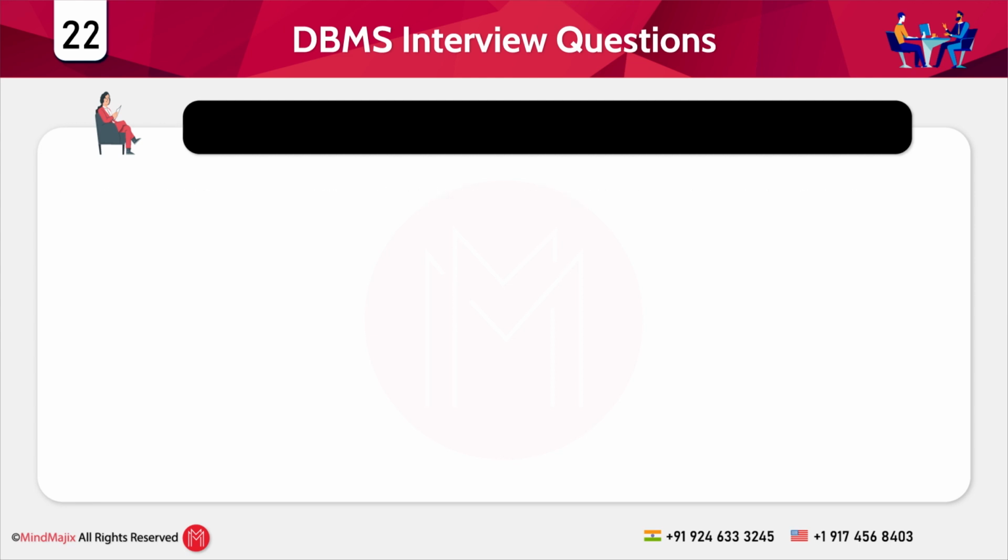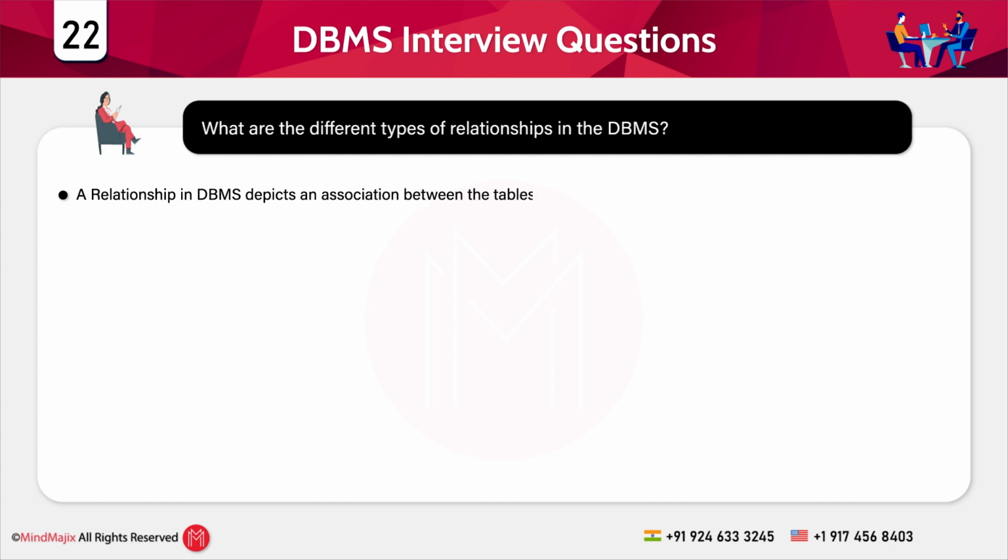The next question is a very important question. The question says, what are the different types of relationships in DBMS? A relationship in DBMS states an association between the tables, like how the tables are related to each other, if at all they are related. And for these, you have different types of relationships, such as one-to-one, one-to-many, and many-to-many.